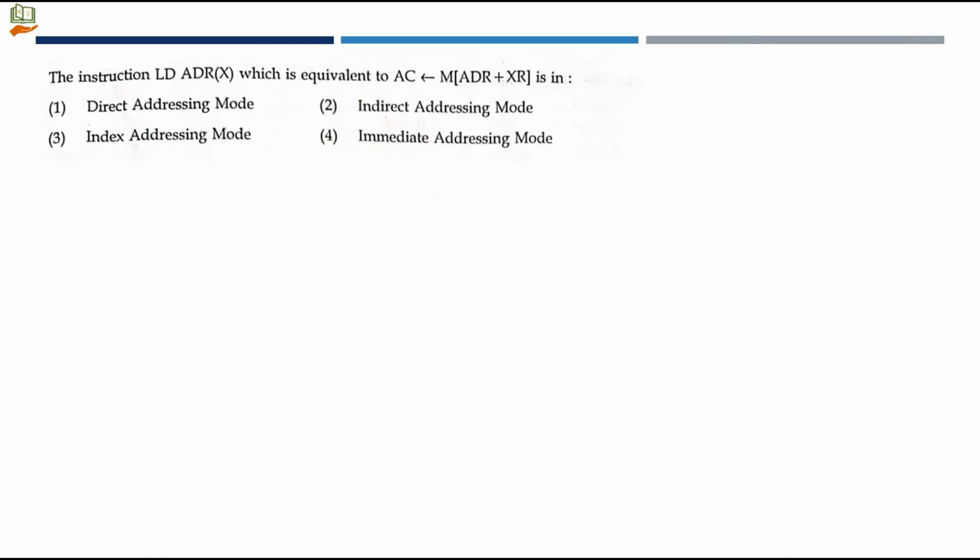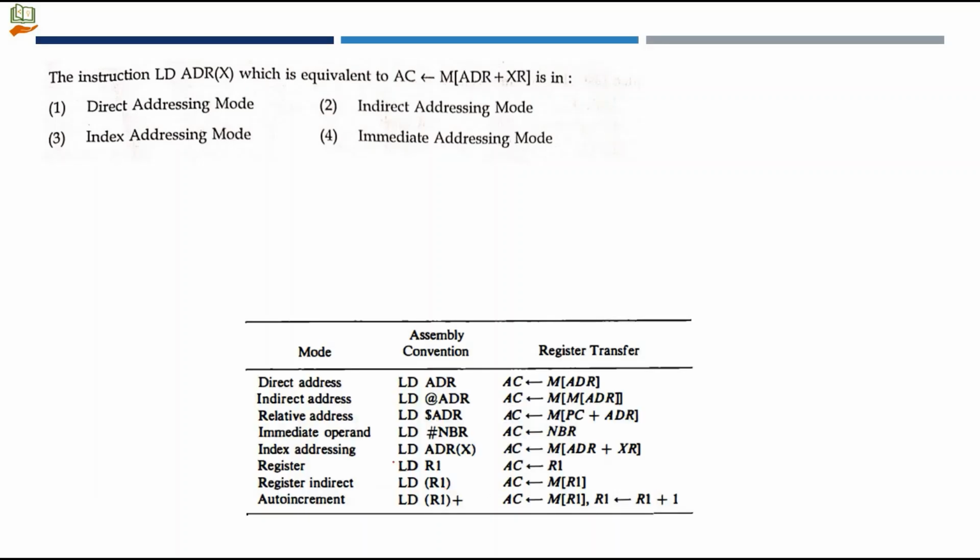Next question, the instruction LD, address of X which is equivalent to, accumulator is equal to memory of ADR plus XR is in which addressing mode they have asked. You can find the exact instruction here. This is actually index addressing.